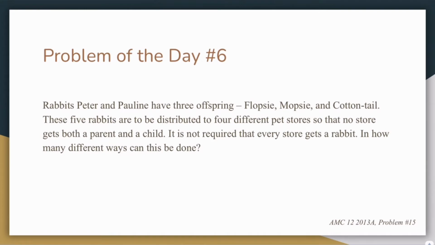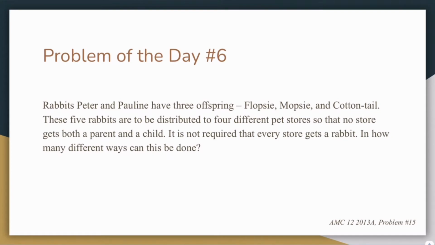The next problem was problem number 15 of the 2013 AMC 12A. Rabbits Peter and Pauline have 3 offspring, Flopsy, Mopsy, and Cottontail. These 5 rabbits are to be distributed to 4 different pet stores, so that no store gets both a parent and a child. It is not required that every store gets a rabbit. In how many different ways can this be done?